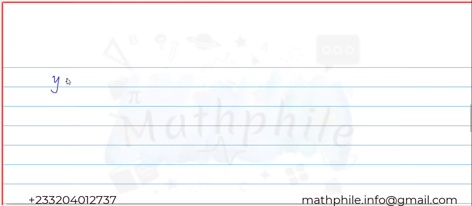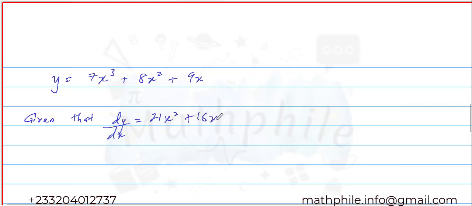So y is equal to 7x raised to the power 3 plus 8x squared plus 9x minus 3. Or let's not bring this one for now. Let's do one more with this one. So let's set up the question, given that dy dx is equal to, if you differentiate this, you get 21x squared plus 16x plus 9. Find y. So this is also something I would like you to do.